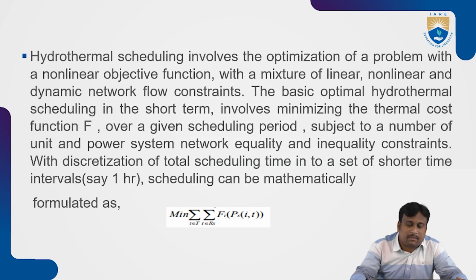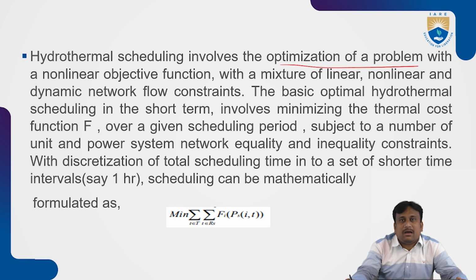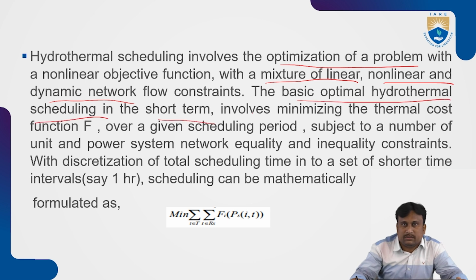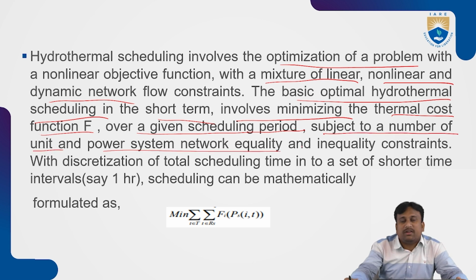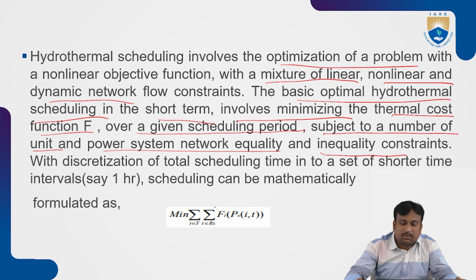So coming to the hydrothermal scheduling process, it involves the optimization of a problem with a nonlinear objective function. With this mixture of linear, nonlinear and dynamic network flow constraints, the basic optimal hydrothermal scheduling in the short-term process may exist. It involves minimizing the thermal cost function F over a given scheduling period, subjected to the number of unit and power system network equalities, and also inequality constraints. We already discussed earlier what the various constraints are that take place in power system operation.